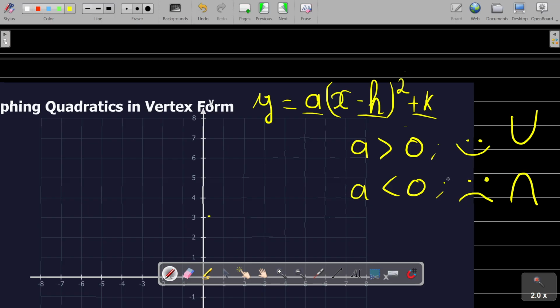If a is greater than 1, then the parabola is narrower. Of course, it's going to be narrower, so instead of a wide one like this, it's going to be just like this. If it's between 0 and 1, it's going to be wider, like this. But, of course, these are just rules. You need something that's pretty visual. So let's try that right now.